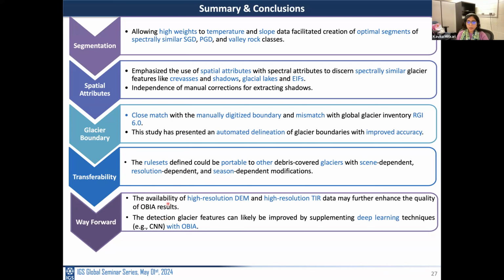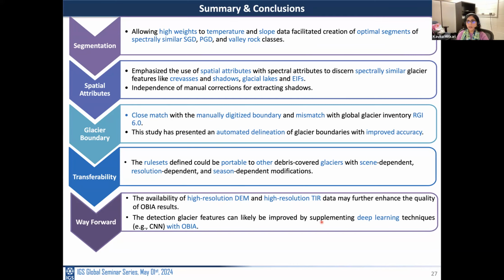So this particular study also has certain limitations. For example, I have used the ASTER data from ASTER DEM having a spatial resolution of 30 meters, and also the thermal infrared data having a spatial resolution between 60 meters to 100 meters. So if a higher resolution DEM and a higher resolution thermal infrared data could be used, this would enhance the quality of the OBIA results.